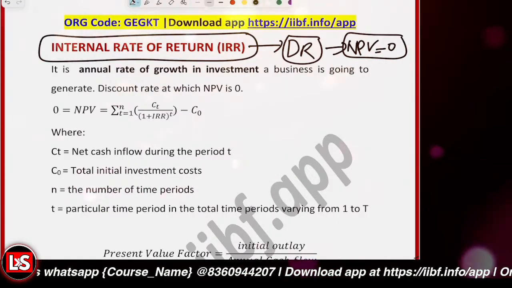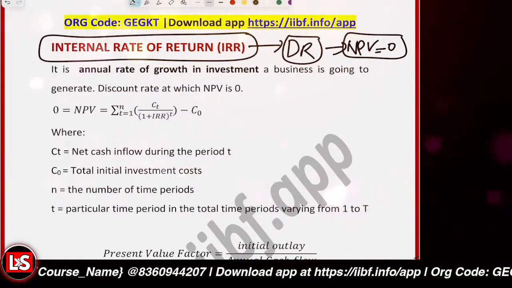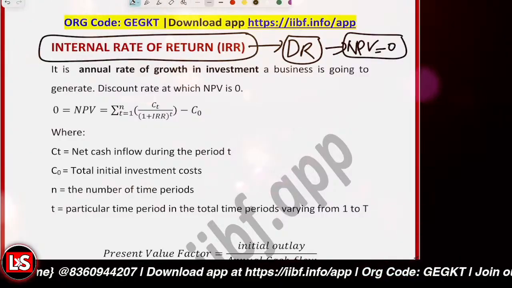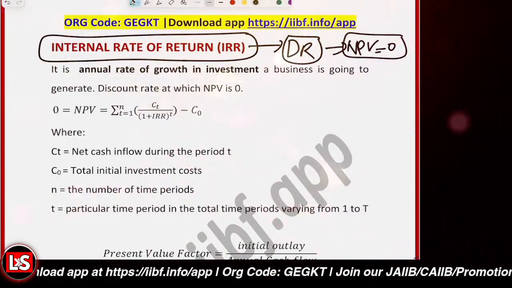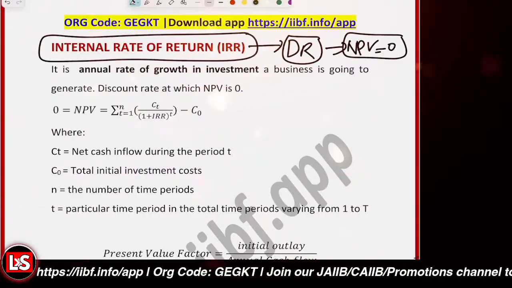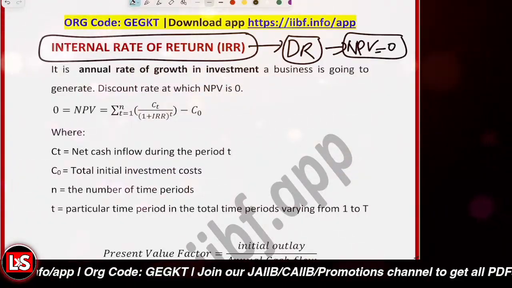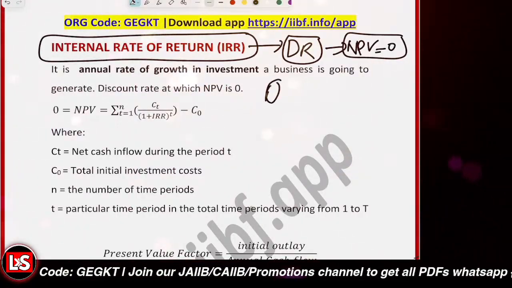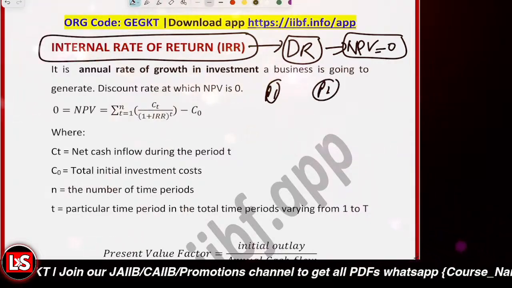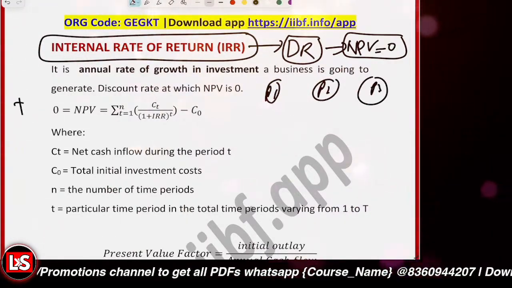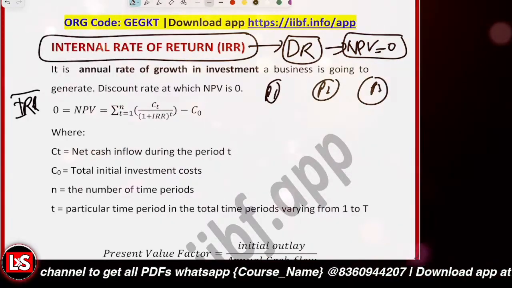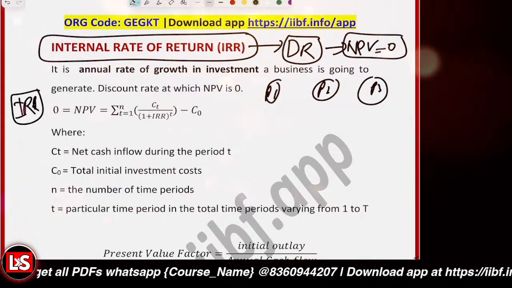So if your return is greater than IRR, so higher is the IRR, you'll be taking up the project. So lower the IRR, you're not going to take the project. If you have to consider multiple projects, P1, P2, P3, and IRR is basically the internal rate of return, that is what is the return that you're getting, you just consider the IRR.